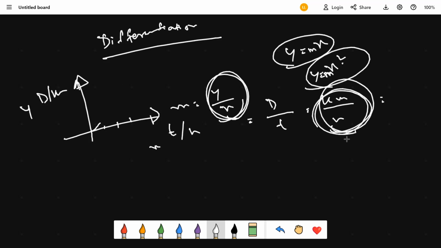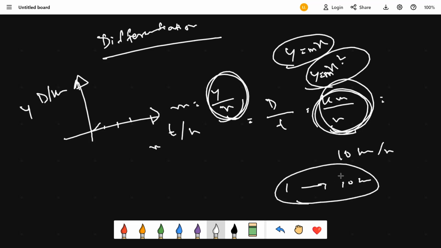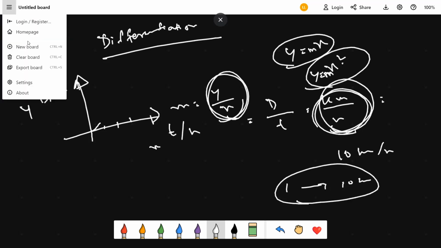Here, according to this unit, let's say if we have 10 kilometers per hour, that means in every hour we are covering 10 kilometers. That means we are changing the distance at a rate per hour. Like every hour we are covering 10 kilometers of distance. That is a simple rate. At that rate, we are covering the distances. So that's what the term differentiation means.